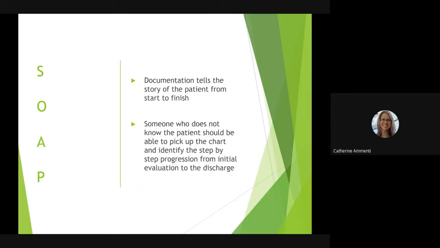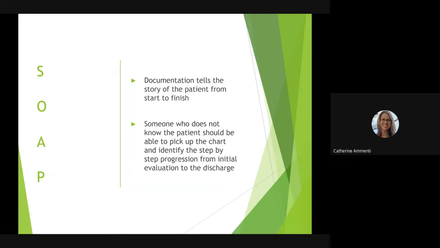So the acronym for the documentation that we normally do is SOAP. We'll talk about what that means in a moment. Remember, documentation tells the story of the patient from start to finish. If someone doesn't know the patient, they should be able to pick up the chart and identify the step-by-step progression from the initial evaluation to the discharge.